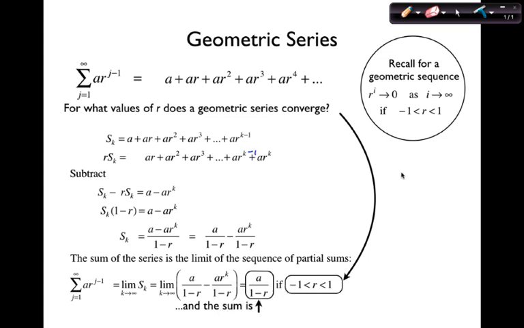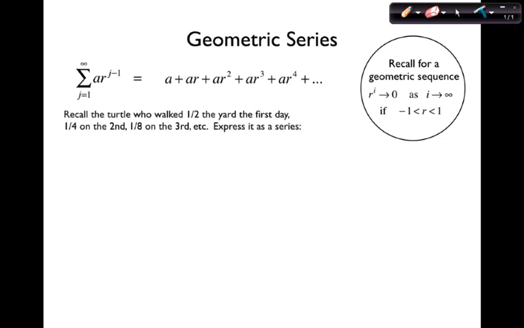Okay. Any questions on this? Okay, so let's apply this to the turtle. You did the problem for the turtle, right? The turtle walked 1/2 the yard the first day, 1/4 on the second, 1/8 on the third. Express it as a series. So as a series, this is the sum of 1 over 2 to the j: 1/2 plus 1/4 plus 1/8 plus 1/16, etc.